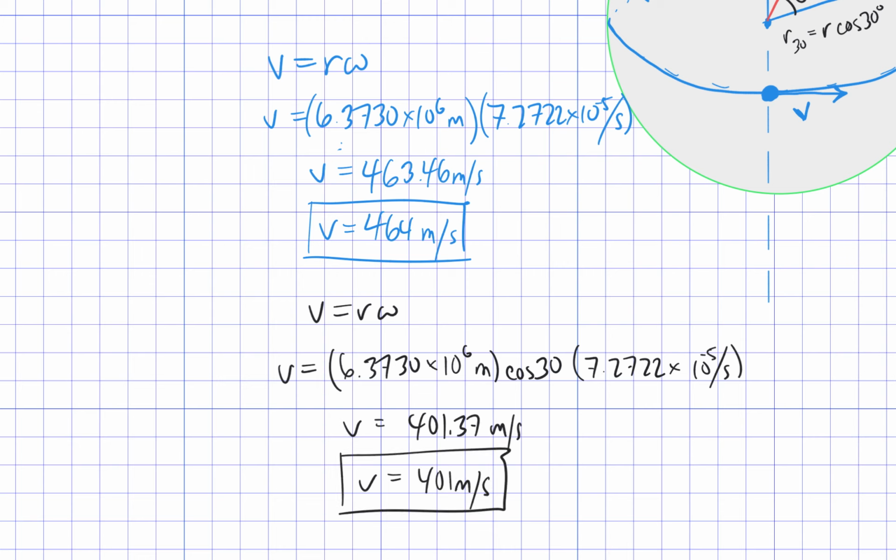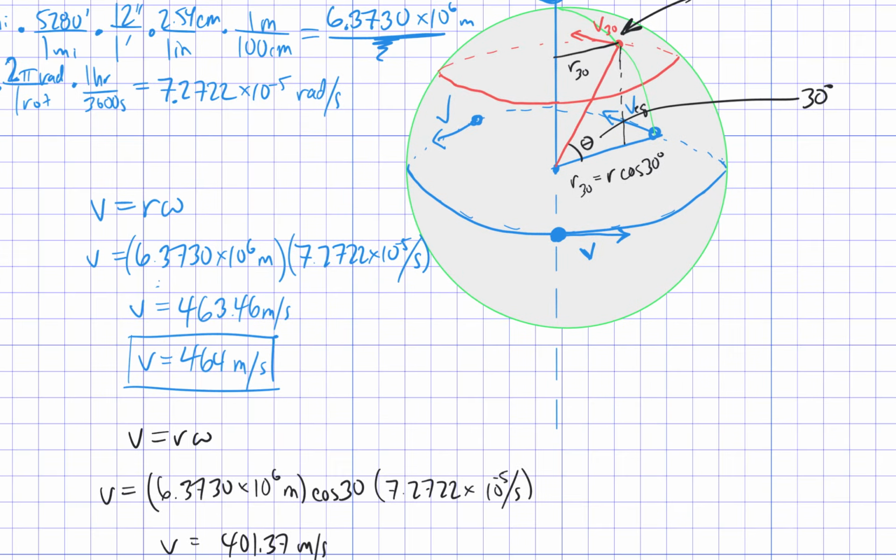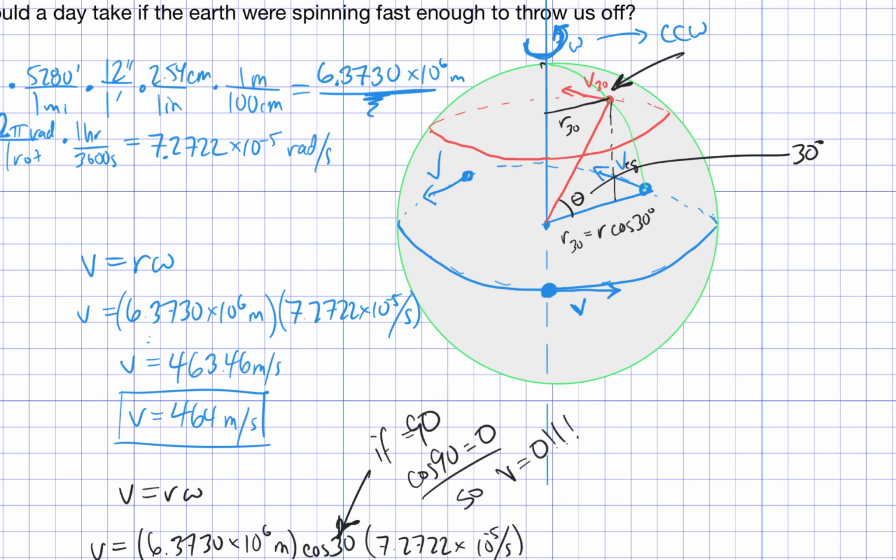And as you can imagine, if you look at the equation that we did to solve this, you can see that if theta were 90 degrees, then you're standing on the North Pole. So cosine of 90 degrees, as you know, is 0. So your velocity would go down to 0. You're standing on the North Pole, you would only be spinning. You would not have any tangential velocity, so it would go to 0. That makes perfect sense.